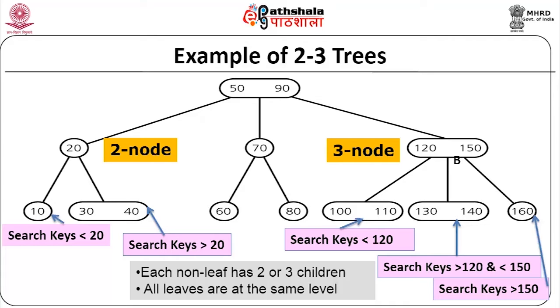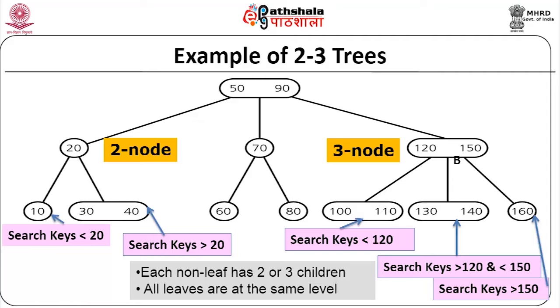Now, if you look at the search key values, first let us look at the 2 node subtree rooted at 20. All the elements in that subtree will be less than 50. All the elements in the node rooted at 70 will be between 50 and 90. All the keys of the subtree rooted at the 3 node containing the data values 120 and 150 will have a value greater than 90. So, that is the idea.